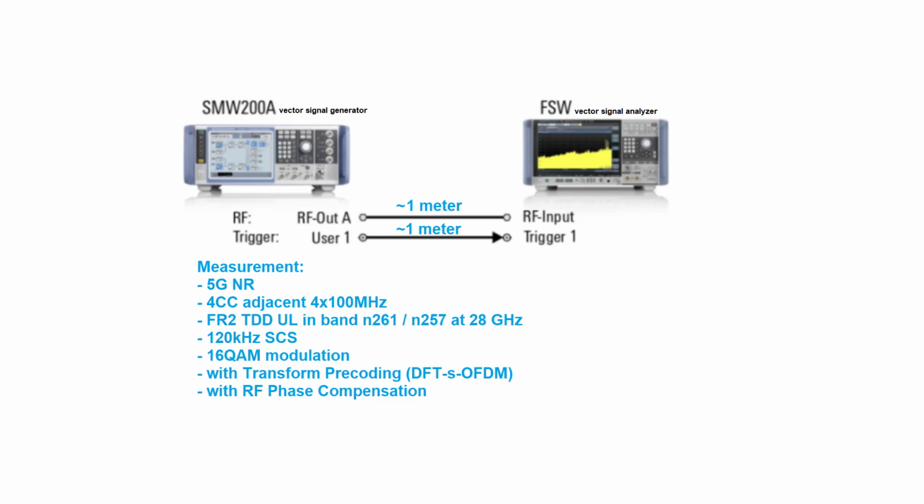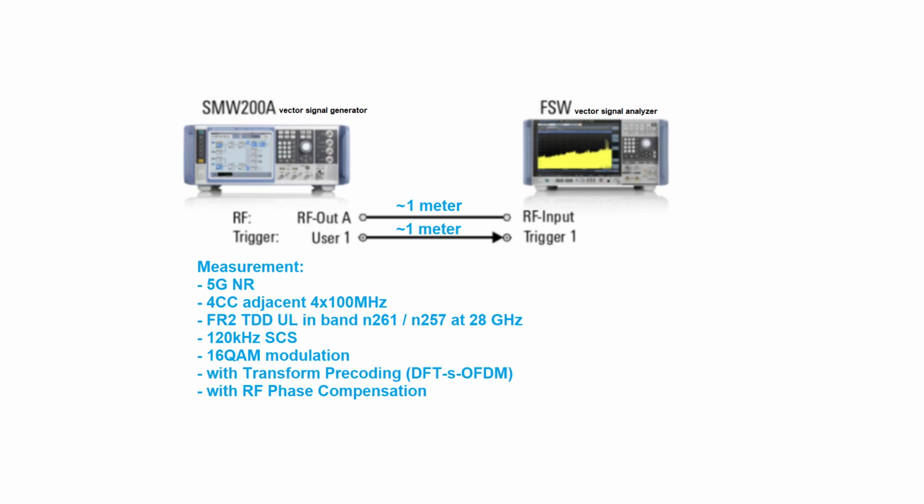Today I'm going to be doing a 5G NR signal generation and analysis using the Rohde & Schwarz SMW200A vector signal generator and FSW vector signal analyzer. For this measurement, I have the RF input and output connections connected with a 1 meter 2.92 millimeter cable. And I have the trigger one connections connected via a BNC cable.